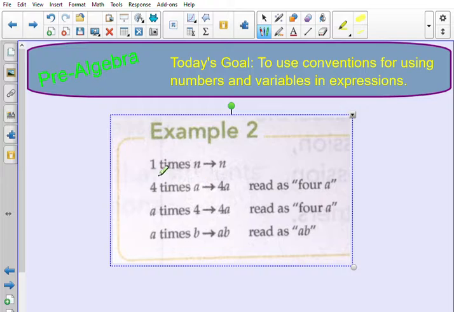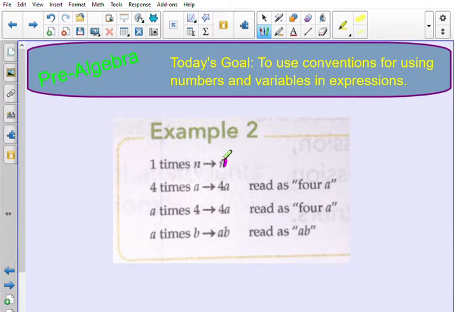Next, we kind of went over this, but just making sure that when we're reading things, 1 times n gets transferred to just n. If it is 4 times a, it's 4a. If it is a times 4, remember that English doesn't always transfer perfectly. a times 4 is going to go back to your 4a, where the number comes first. And then a times b is ab.